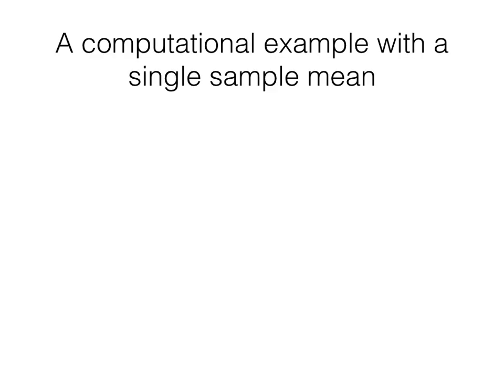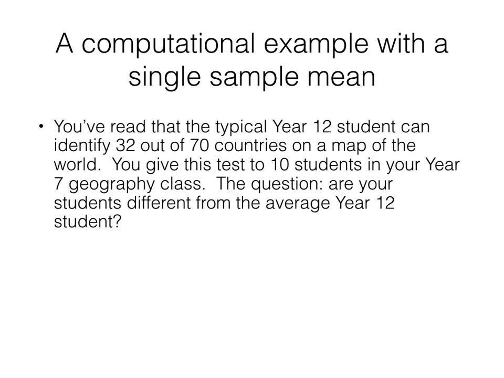All right, so let's go ahead and go through a computational example with a single sample mean. You've read that the typical Year 12 student can identify 32 out of 70 countries on a map of the world. You give this test to 10 students in your Year 7 geography class. And the question is, are your students different from the average Year 12 students?